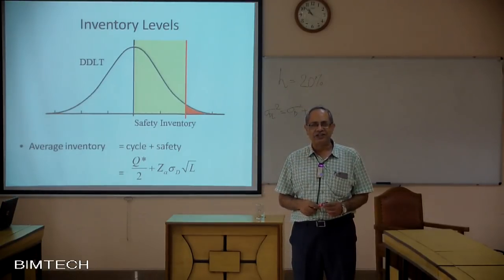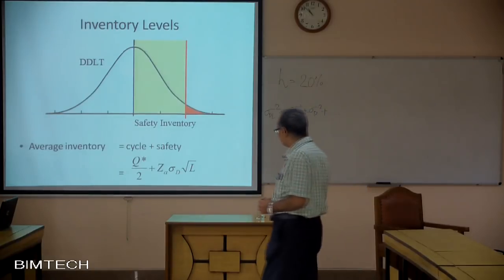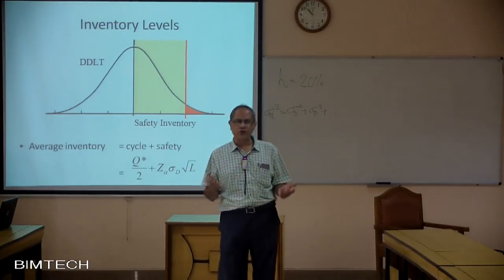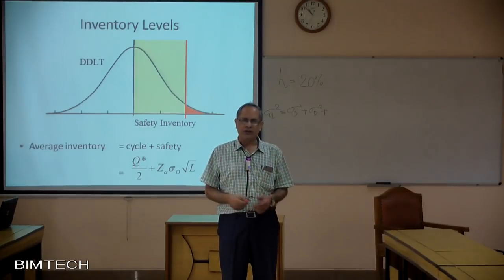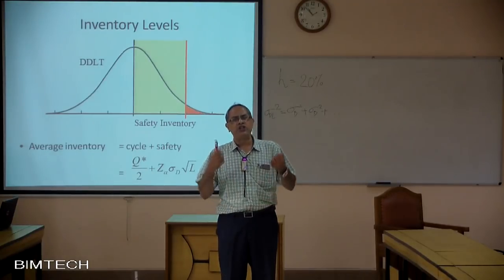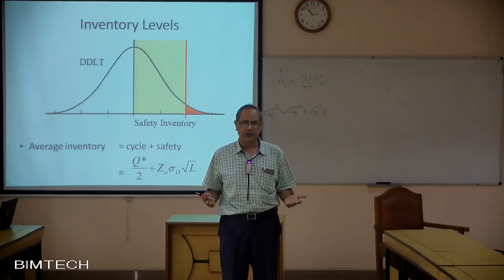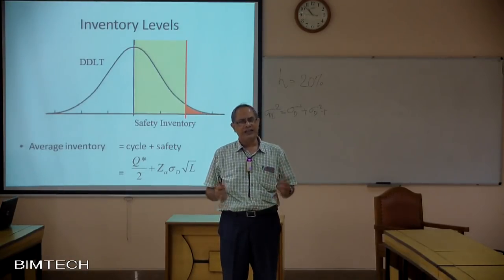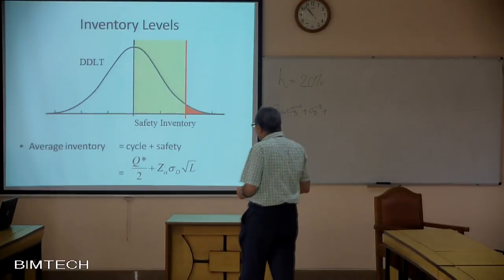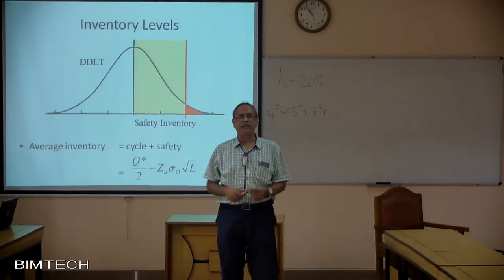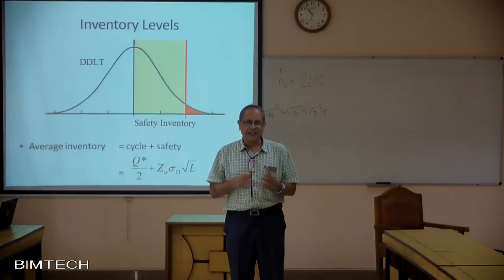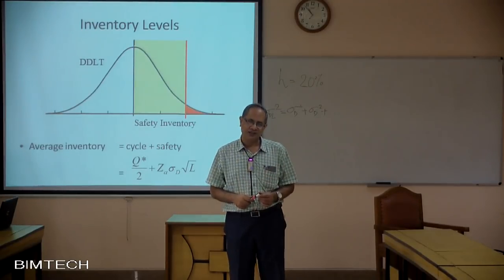Why is it interesting? What I want you to take note of is that Q star by 2 is the cycle inventory, because we are ordering Q star every cycle. What does Q star represent? Q star represents the average demand during that cycle. We have already said that whatever order quantity you have in a cycle, that is the average consumption in that cycle. But we are adding the safety inventory as it is. We are not saying safety inventory by 2. Why are we adding the entire safety inventory? That is something I thought I would like to discuss with you.